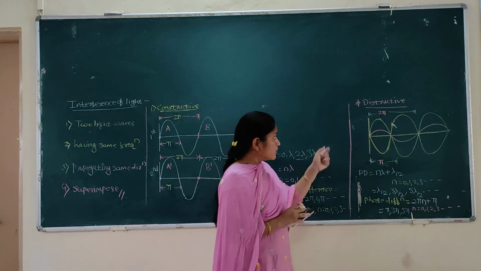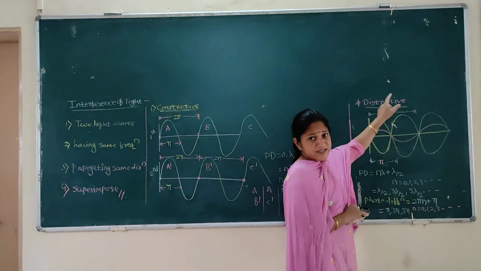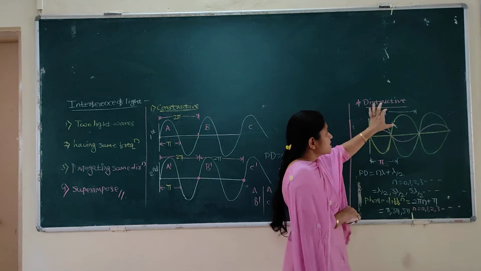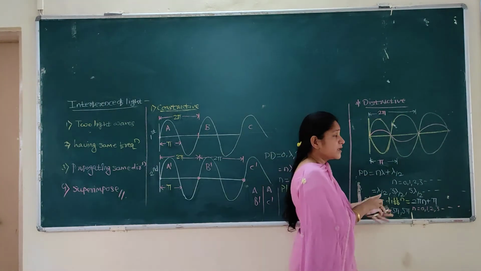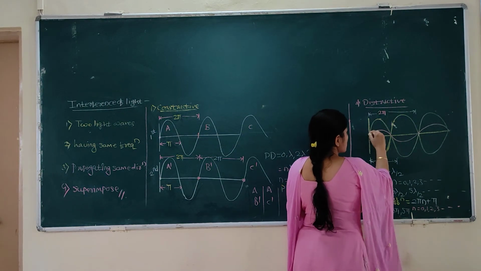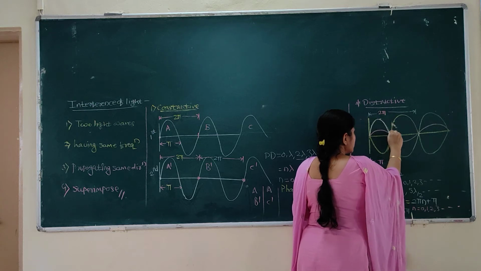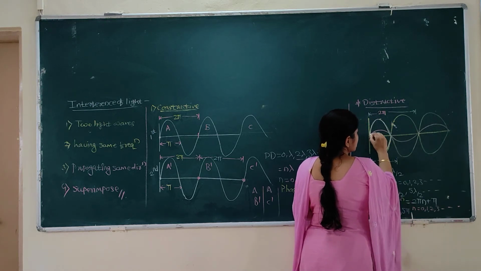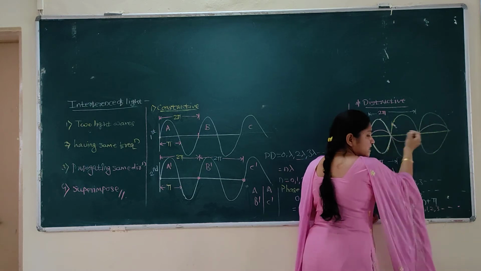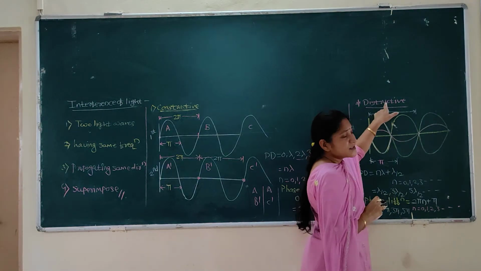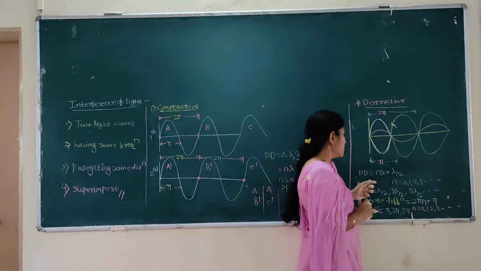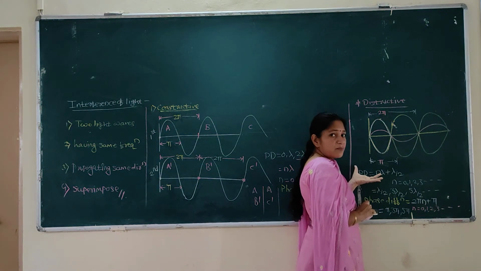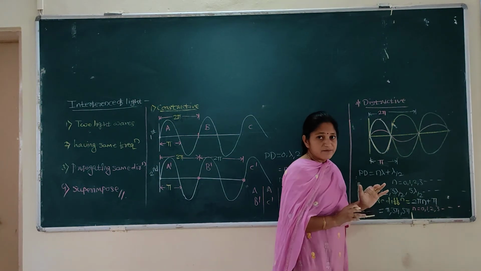Okay. One more time I will explain destructive interference. Destructive interference is when the crest of one wave overlaps with the trough of the other wave, then the resultant amplitude is minimum, and then it is destructive interference. Okay, now we discuss the path difference for destructive interference.